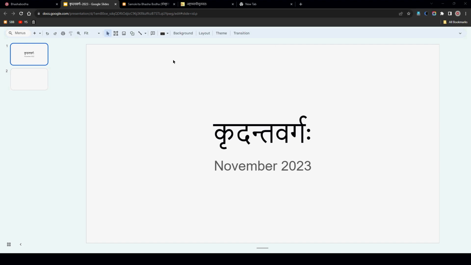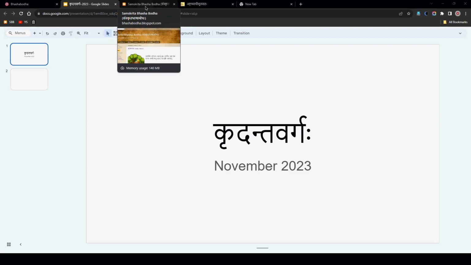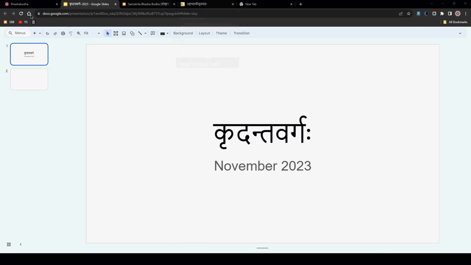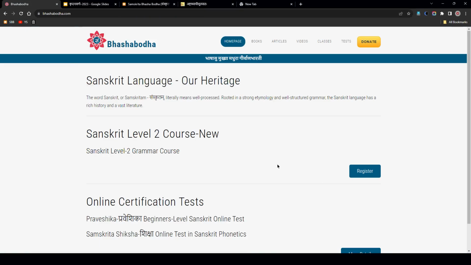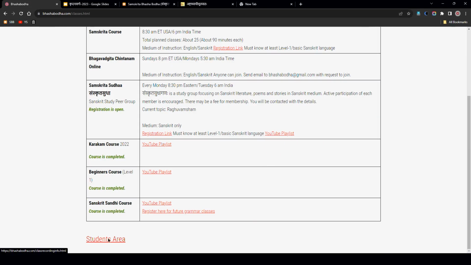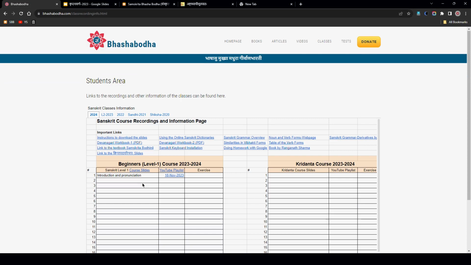So in this course, if you want a reference book, there is one simple reference book I will show you from Medhamichika. So go to this site, classes, students. Yeah, this one.